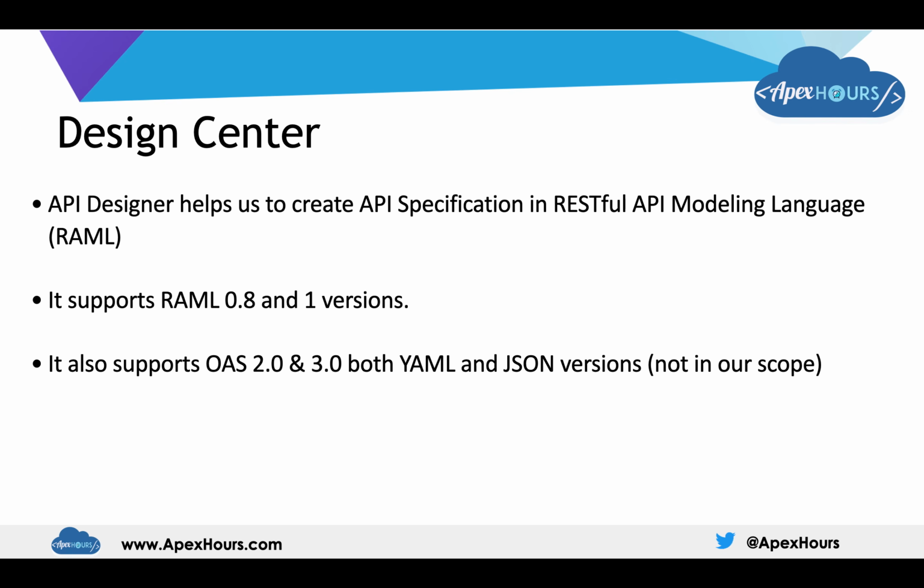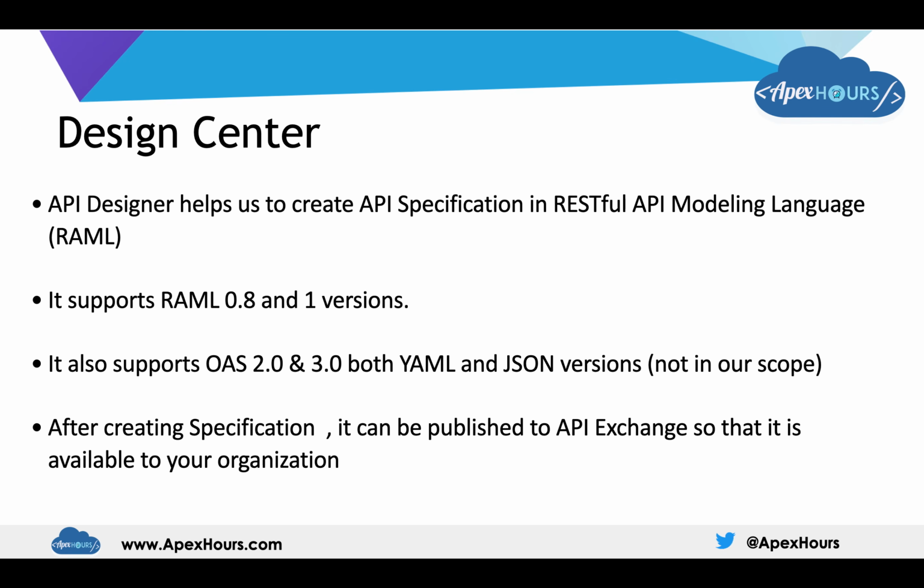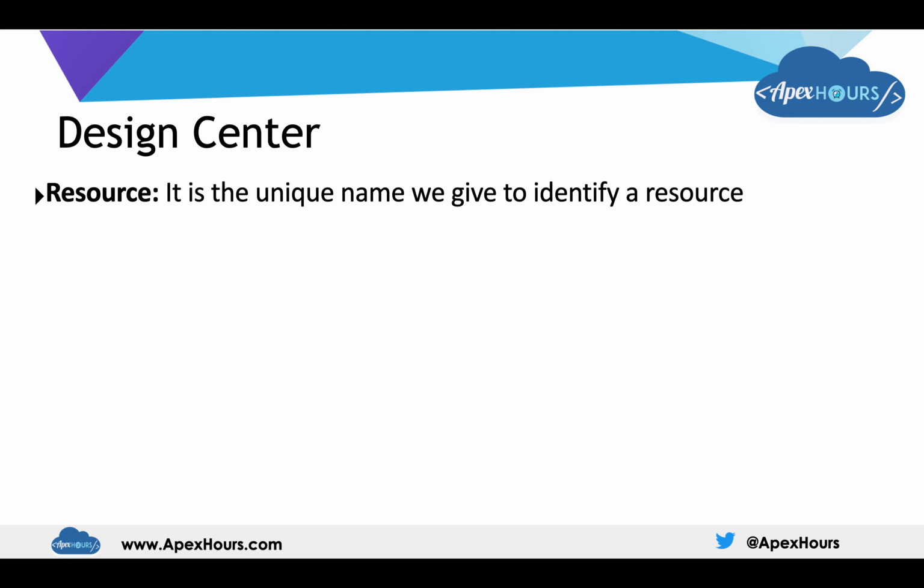It also supports OAS, but OAS is not in our scope. We will be using RAML for our sessions. Now, after creating the API specification, it can be published to API Exchange so that it is available to your organization. As I said, when you have your blueprint, you go to the municipality office to get it approved. This is the same case here. Now, the main things in design are very simple. Don't take it too complicated, but if you keep some points in your mind step by step, it will be easy to understand.